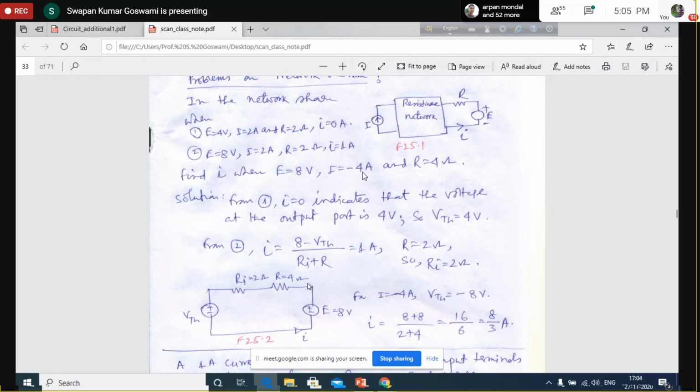When it becomes 4 ampere, magnitude will be double. That's why with 2 ampere current, voltage was equal to 4 volt. With 4 ampere current, voltage will be equal to minus 8 volt. So minus 8 volt with negative polarity here, positive polarity here. Now in this circuit, negative, positive here, negative, positive, that means the 8 and 8 are in series. So 8 plus 8 divided by 2 plus 4, ultimately current is 8 by 3 ampere. Is it clear or not?